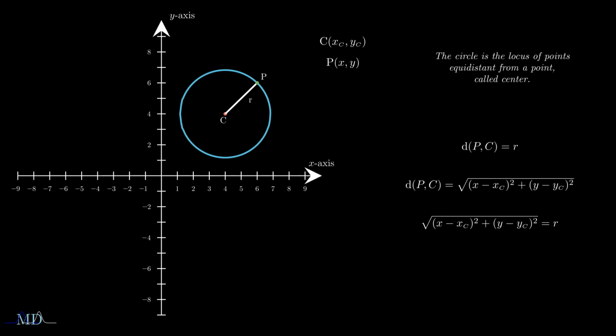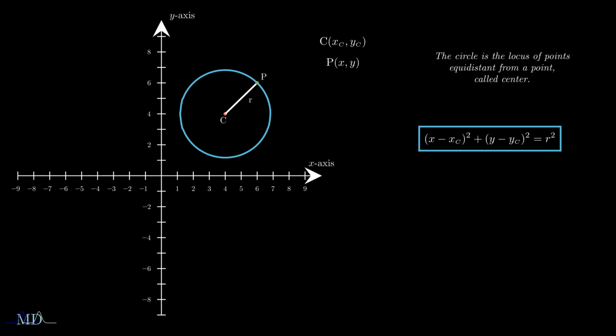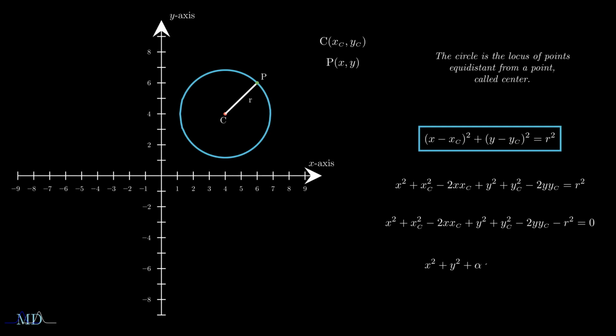We square both members of the equation, and we obtain x minus xc squared plus y minus yc squared equals r squared. We work out the binomial squares. Then we bring the r squared term to the other side. In this way we have obtained the general equation of a circle in the form x squared plus y squared plus alpha times x plus beta times y plus gamma equals 0.